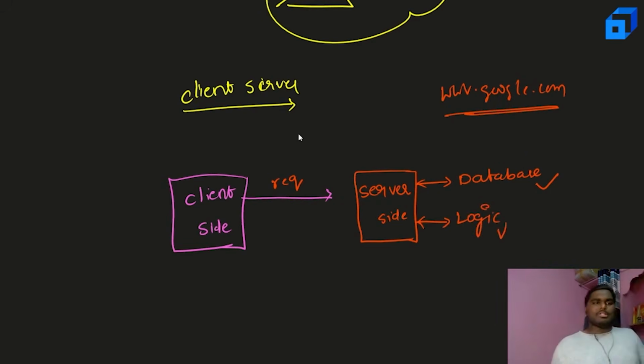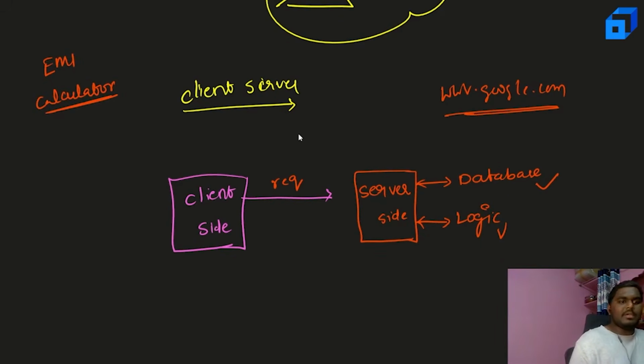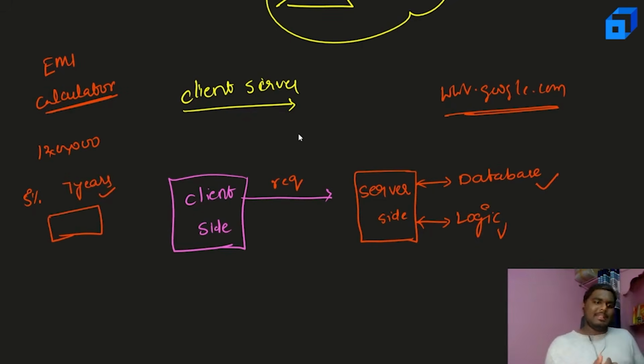Let's say you are using an EMI calculator application, where you say I want to buy a home, this is the amount I want, 12 lakhs, and how much do I need to pay per month if the interest rate is 5% and I would like to take the loan for 7 years. Do you think there is any DB involved here? No, but still it's a request, right?